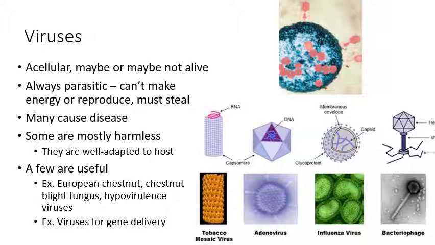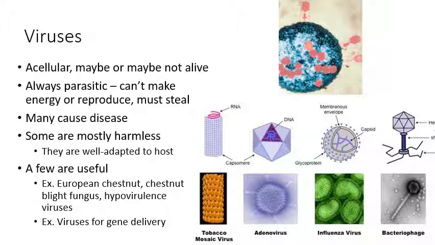The European chestnut is where those viruses were discovered. The European chestnut doesn't suffer from this blight, and it's because the chestnut blight fungus in Europe has these viruses infecting it that make it less virulent.